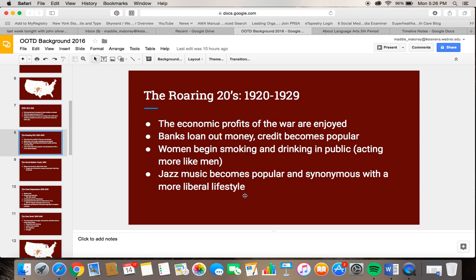So women, though, they kind of take on this liberal culture, and they start smoking and drinking in public. They wear shorter skirts, shorter dresses. They start acting more like, quote, men. And it starts becoming acceptable for women to maybe start finding work outside the home. Jazz music also starts to become popular and is synonymous with a more liberal, fast-paced lifestyle. So this is the Roaring 20s, aka the Jazz Age.